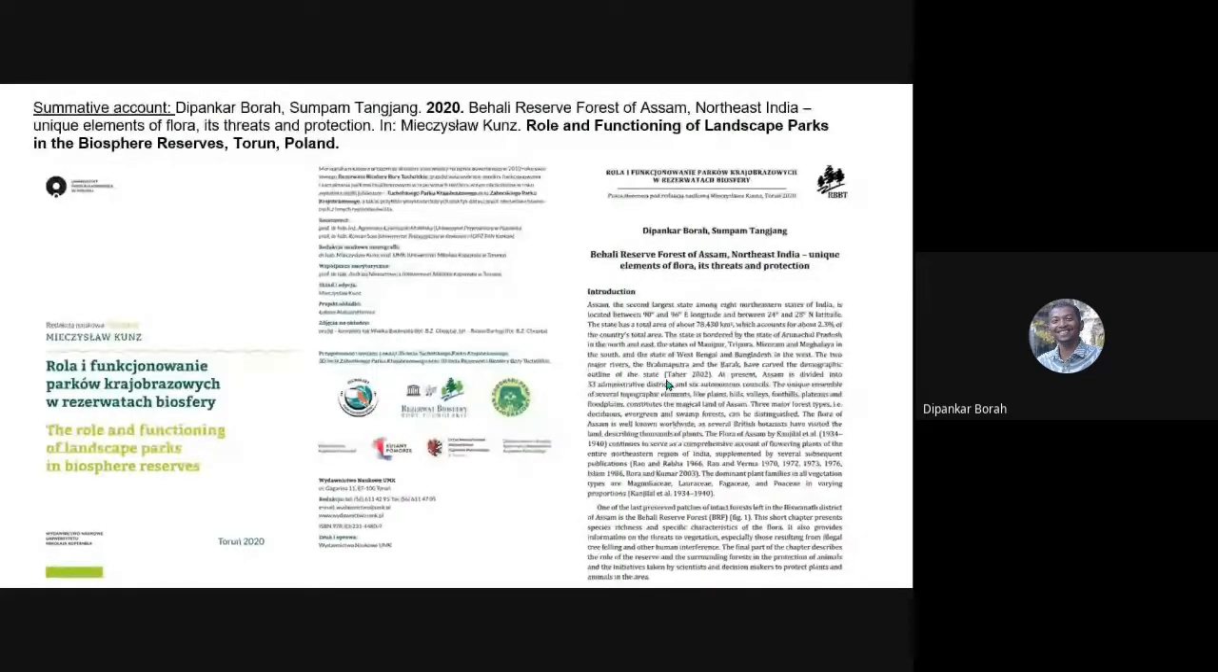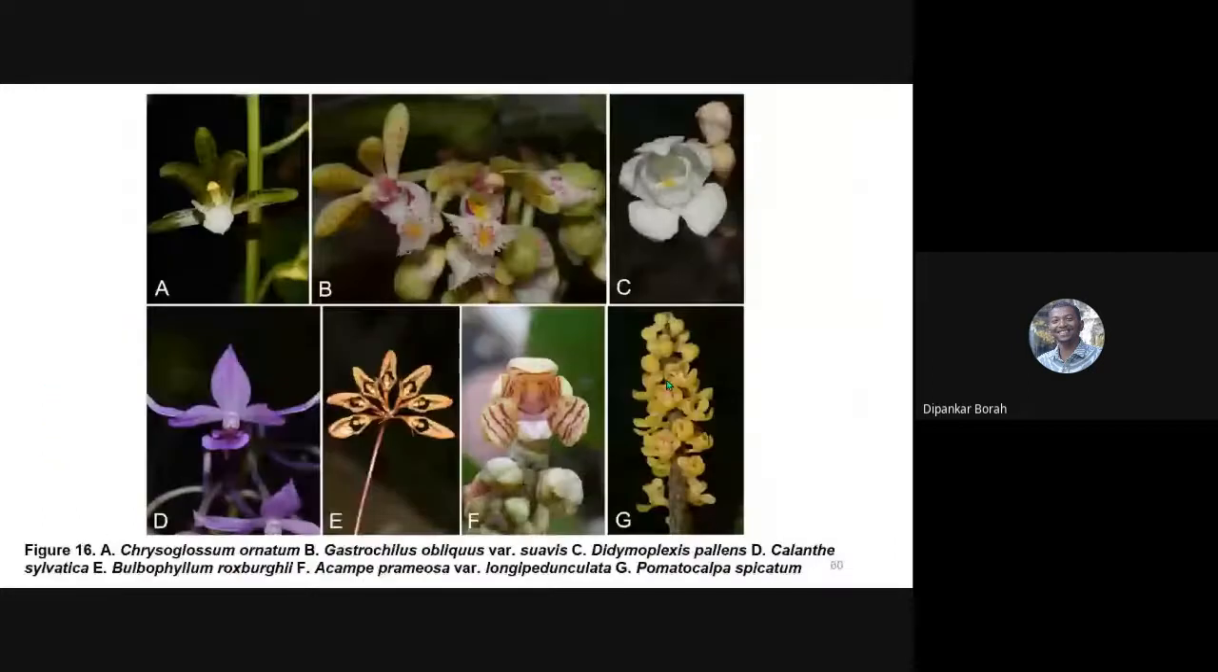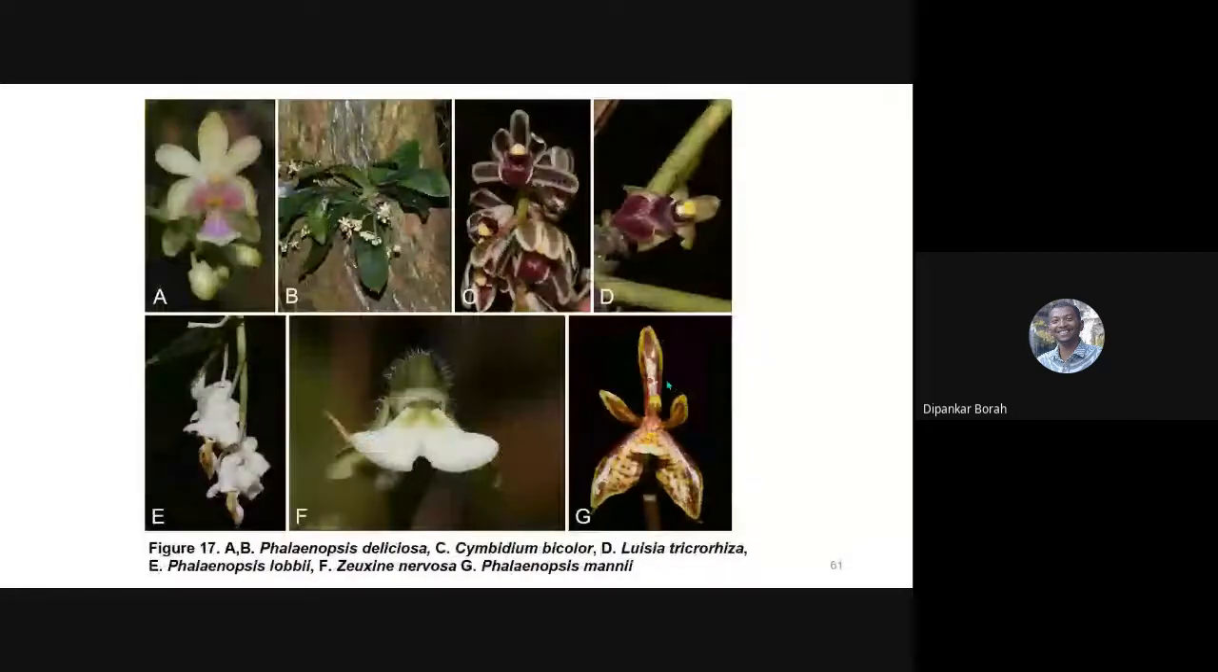The summative account of all these details was then published as a book chapter in the book Role and Functioning of Landscape Parks in the Biosphere Reserve, Poland. Orchids are the most treasured jewels in the branch of horticulture. Among the 401 orchid species found in Assam, Behali Reserve Forest represents a total of 39 species of orchids. Figure 16 shows some of them, and then Figure 17 also. Some are rare, and one with a single plant, that is Galeola nudifolia, which is recorded as new for Assam.